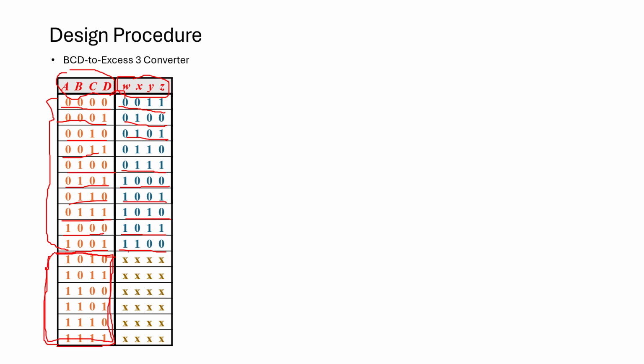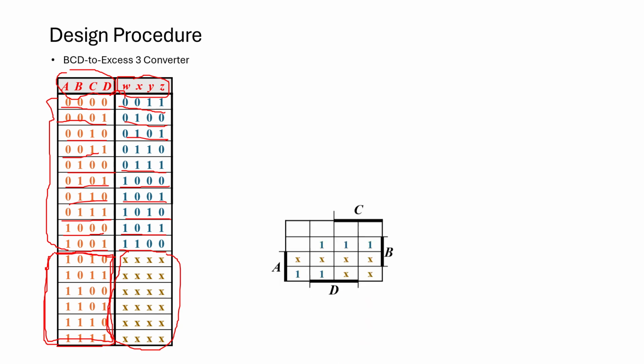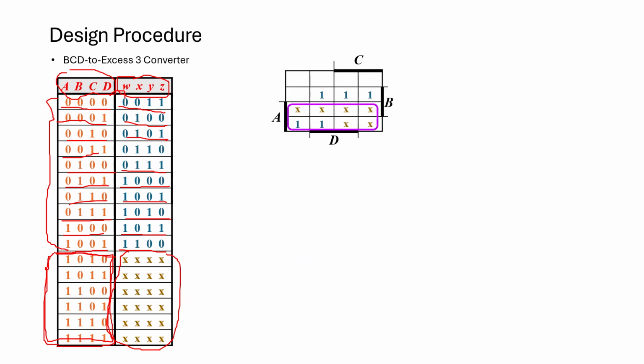So what I have to do, we cannot write an XS3 equivalent for that. So for those outputs, we are just writing a don't care variable, X. Now we have completed the truth table. Based on this truth table, we have to do a K-map simplification.